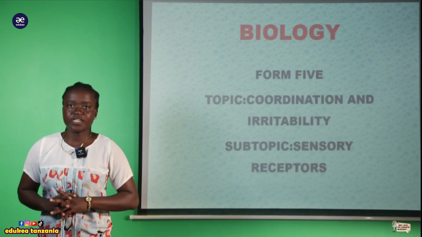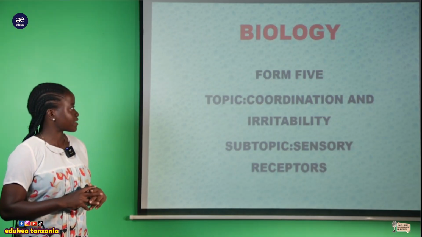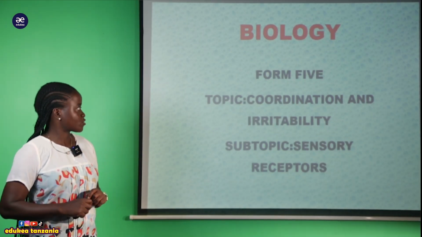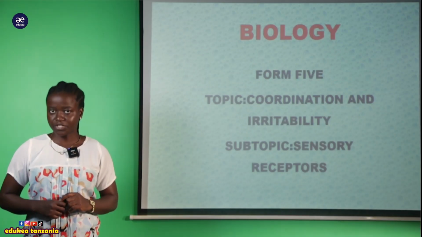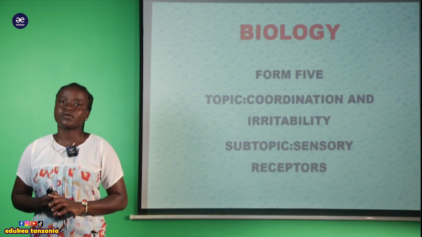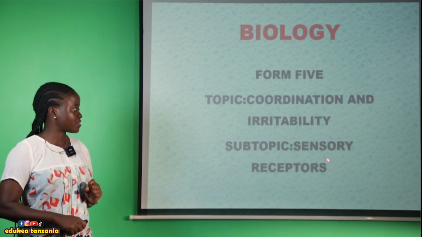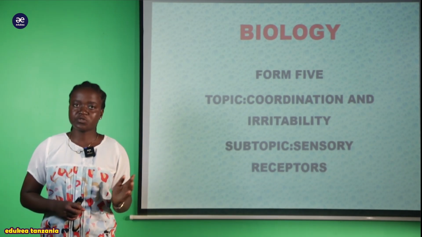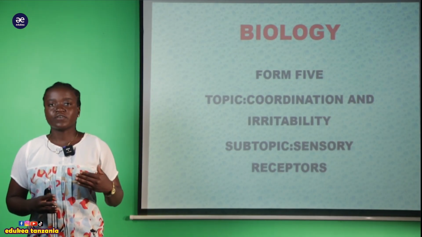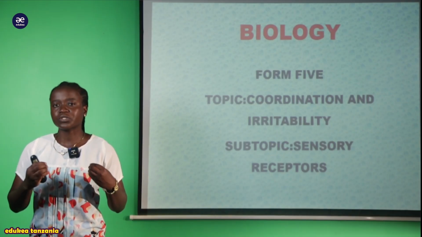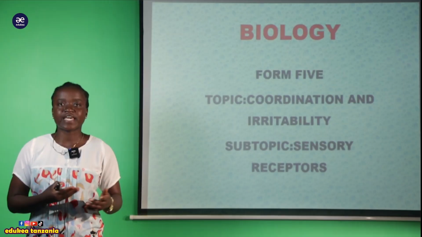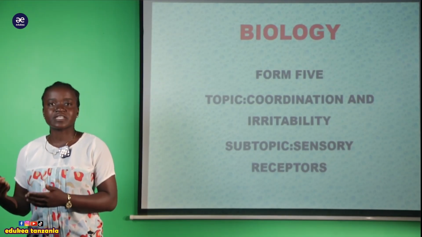I'm teaching biology, and today I'll be with you to discuss our topic, which is found in class level Form 5. And here our topic is called coordination and irritability. Within this coordination, my students, we are going to focus on our subtopic, which is called the sensory receptor. In this subtopic we have already seen some content, and within it is where different kinds of classification of the receptor are found.